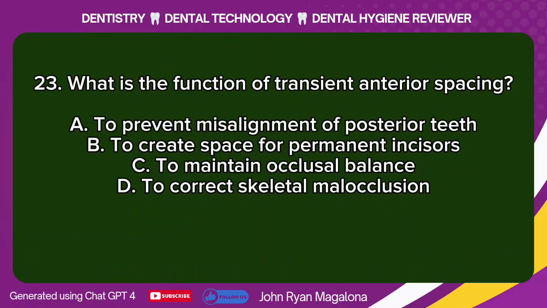23. What is the function of transient anterior spacing? A. To prevent misalignment of posterior teeth. B. To create space for permanent incisors. C. To maintain occlusal balance. D. To correct skeletal malocclusion.